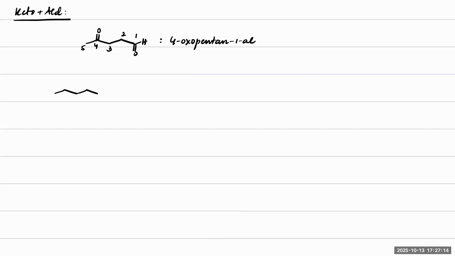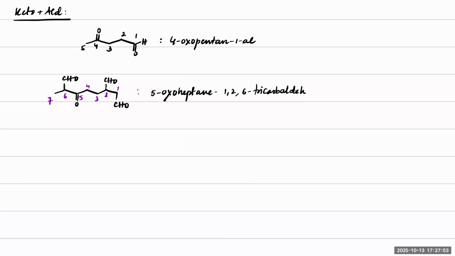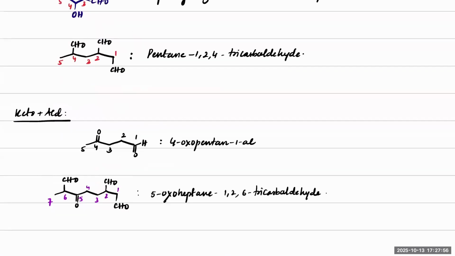If you have an aldehyde here, suppose you have a CHO group here and then double bond O here, aldehyde here, and another aldehyde here, just like the earlier situation. So we'll start with this numbering here. So 1, 2, 3, 4, 5, 6, 7. This is the way you will go. And on 5th position, we will write oxo. So 5-oxo, and rest it is heptane, 1,2,6-tricarbaldehyde. So that is a mix of how you write aldehydes and ketones together.